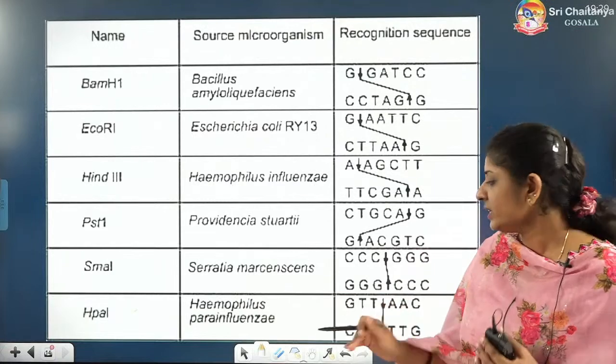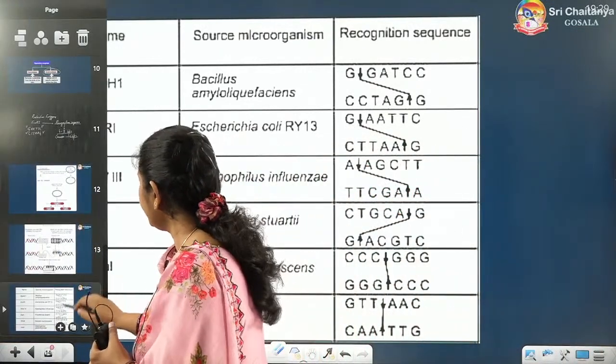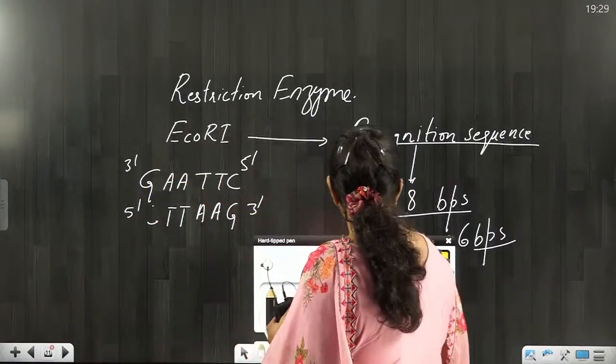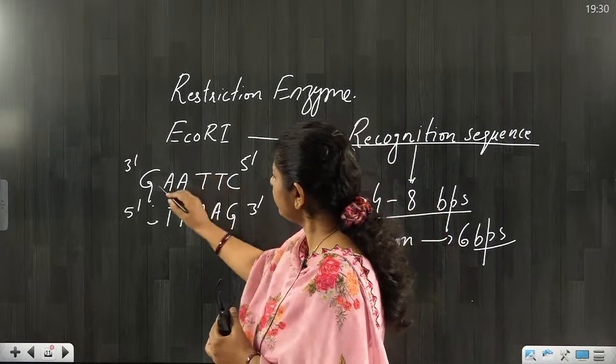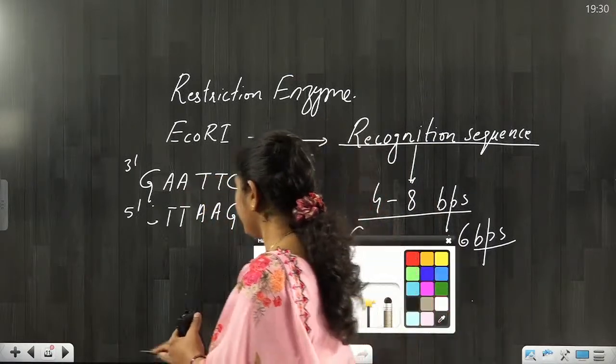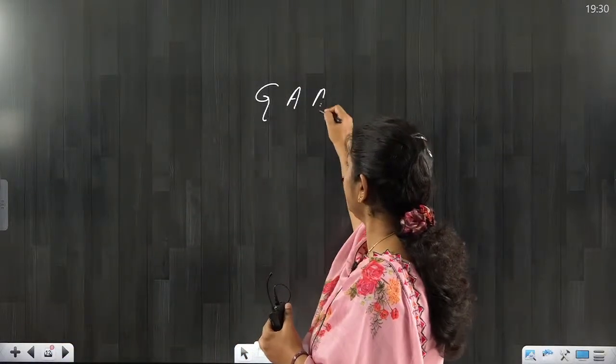And usually where it is cutting, let me take this point here. Usually they are cutting at a point away from the center. Can I say the center of this sequence is like this? Let me complete this part, or let me take it on another slide. What is the sequence? GAATTC.